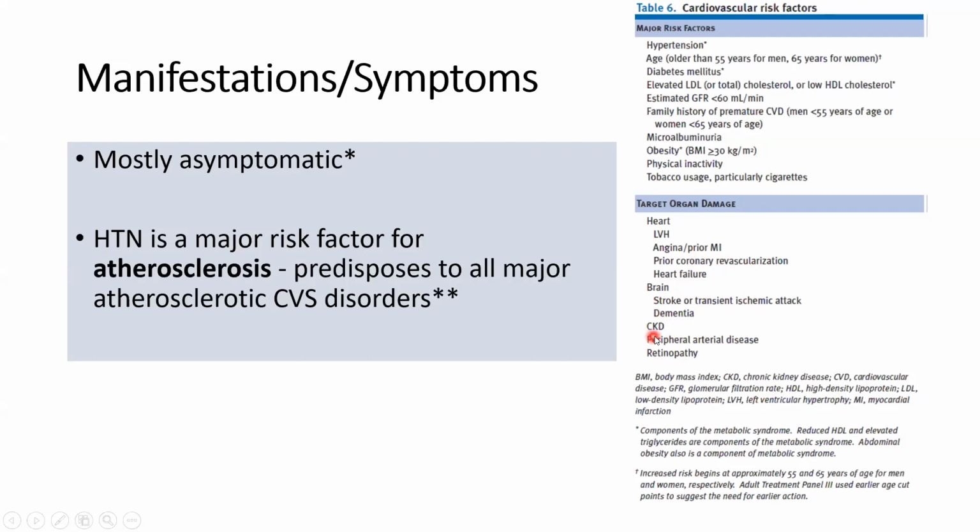Then look at this, CKD, chronic kidney disease. A very much discussed matter in hypertension is the effect that hypertension has on the kidney. Now, remember, don't be confused here. These things are bidirectional. Okay, kidney disease causes hypertension, and hypertension causes kidney disease.